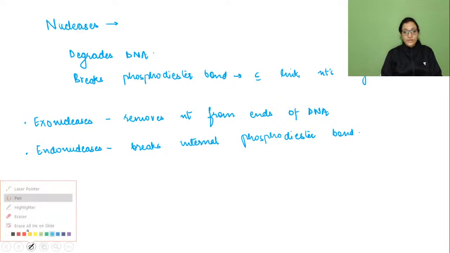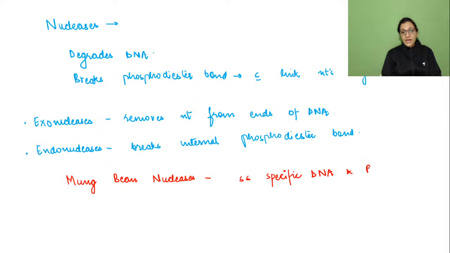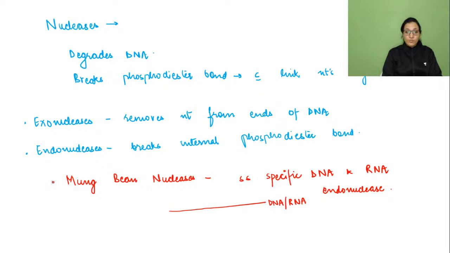Now some specific examples of nucleases, since these were the generalized ideas. The first is mung bean nuclease. This mung bean nuclease is a single stranded specific DNA and RNA endonuclease. It is going to work on single stranded DNA or RNA, and it is going to cut the strand in between. So the word is endonuclease, mung bean nuclease.